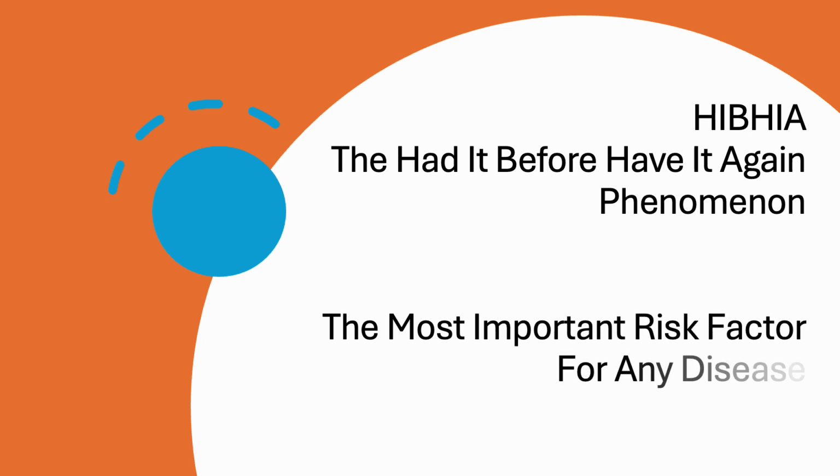Here we have the reminder that the most important risk factor for any disease is the had it before, had it again phenomenon. If they've had the disease before and whatever the offending agent is was not completely removed, they are at risk for having it again. This is the greatest risk factor for any disease.